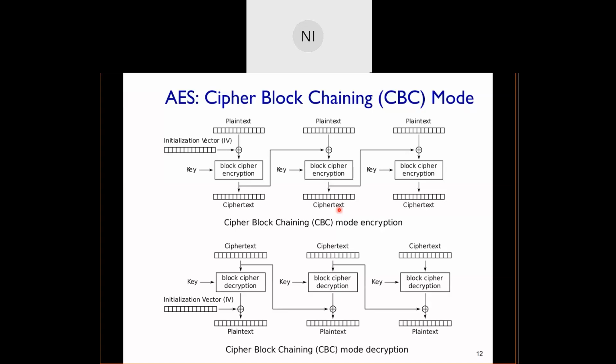Sir, with the key, Alice and Bob both should have the initialization vector also. Of course, you are right. You can see here, at the bottom, Bob has the ciphertext, the key, and the initialization vector. You are right.